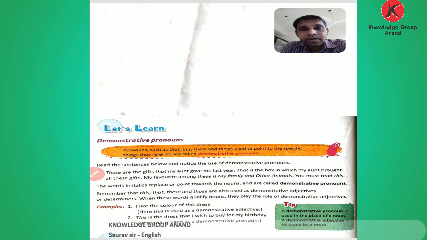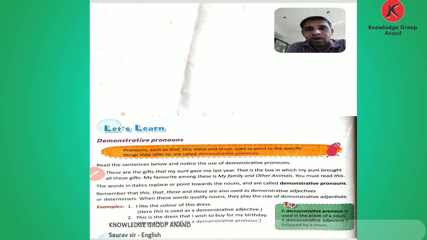Chapter number 3. What is this chapter's name? The chapter name is Pronouns. In this chapter, I have discussed pronouns, types of pronouns, personal pronouns and possessive pronouns. Personal and possessive pronouns I have already explained, and the remaining pronouns are explained today, but not all, only some of them. So today we talk about demonstrative and interrogative pronouns.